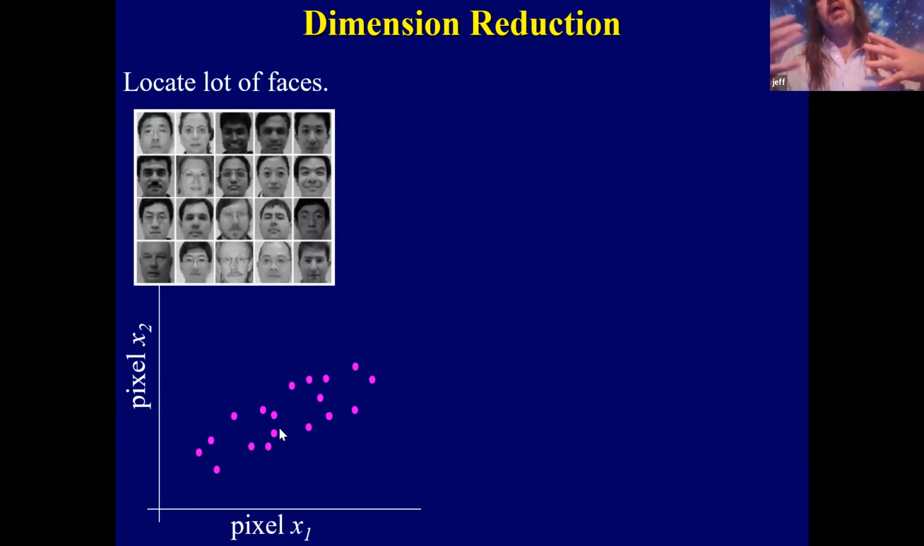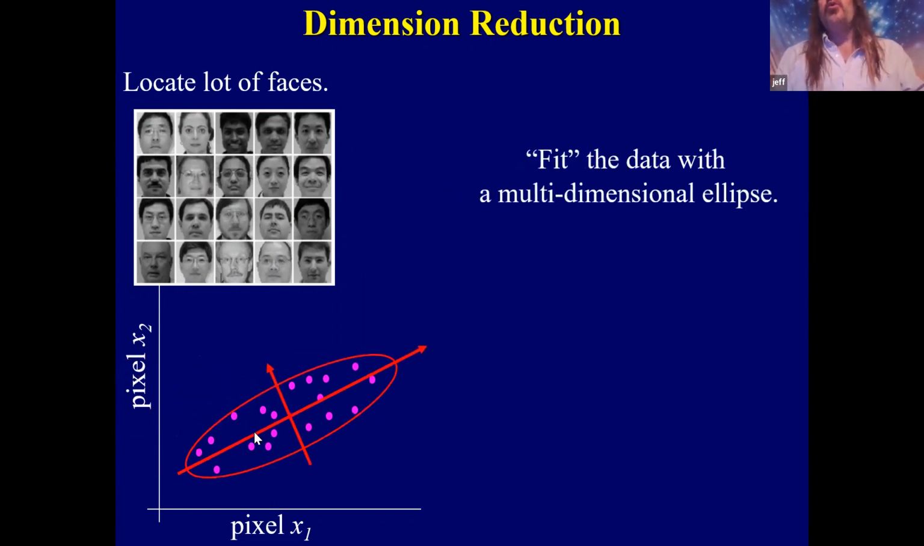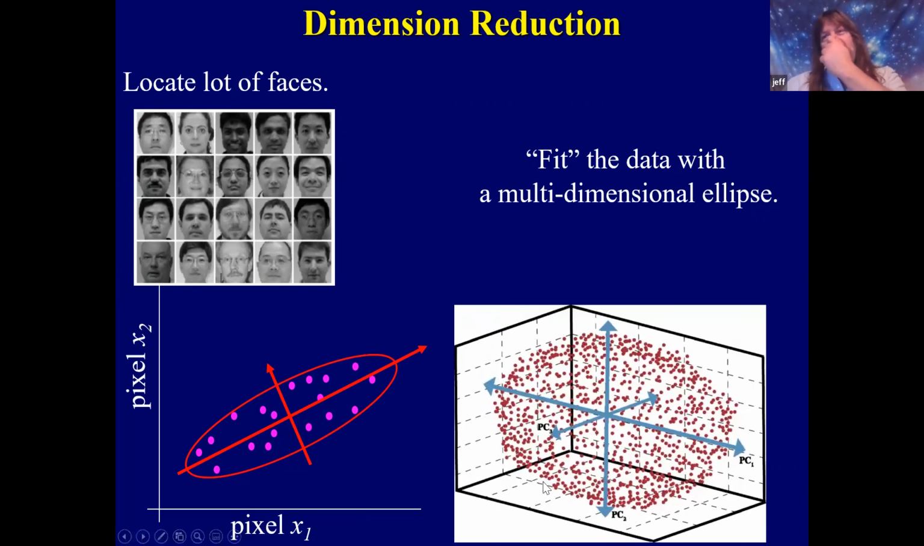And the idea is that they're not randomly distributed, right? There's a pattern to them, and our goal is to find that pattern. So the way we're going to do it is we're going to try to fit the points inside of a high dimensional ellipse like this. And here's another picture of a high dimensional ellipse.